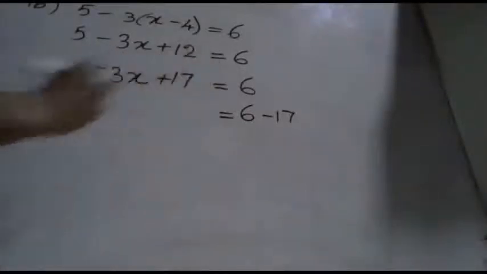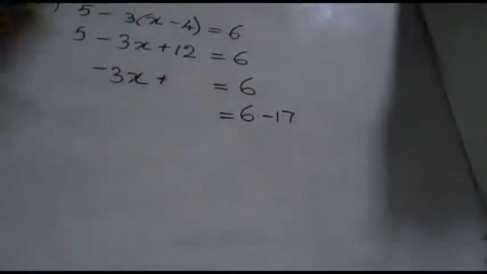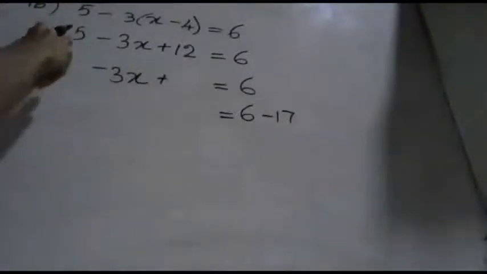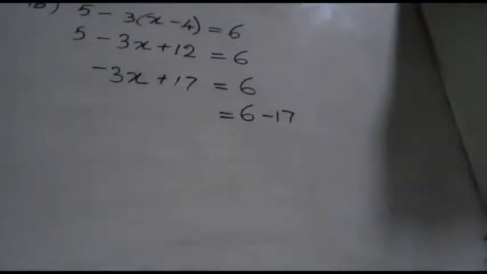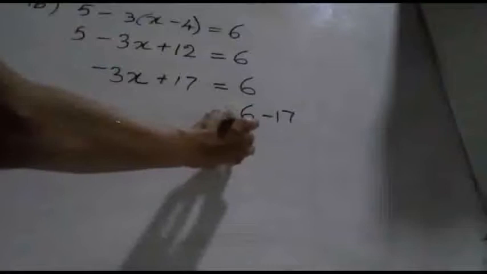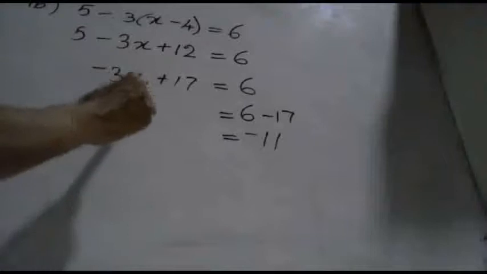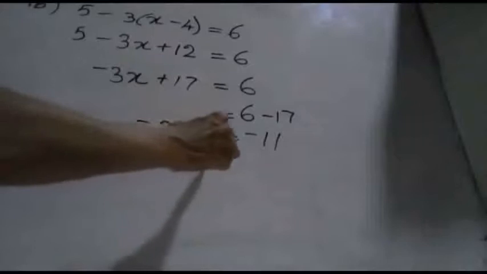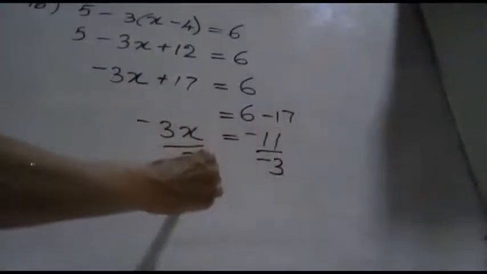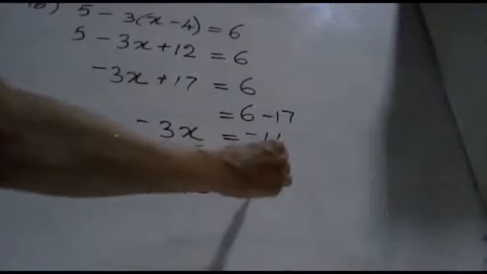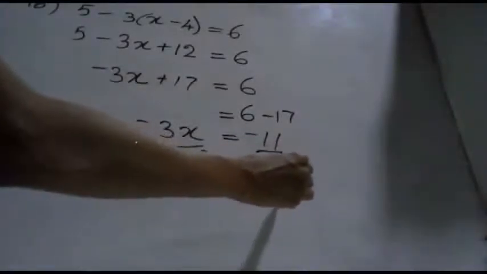Sorry, not 17, here 12. 5 plus 12 is equal to 17. 6 subtract 17 is equal to negative 11. Negative 3x is equal to negative 11. Both sides divide by negative 3. x is equal to 3 and 2 over 3.